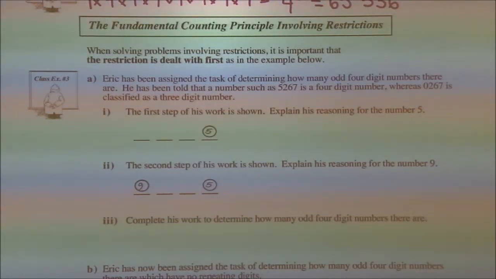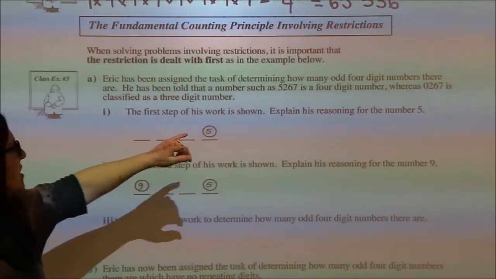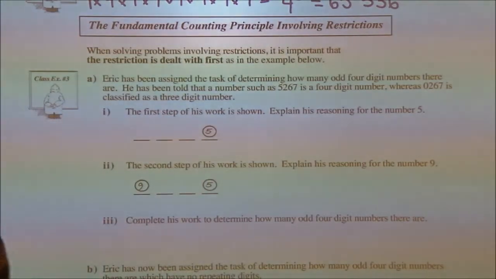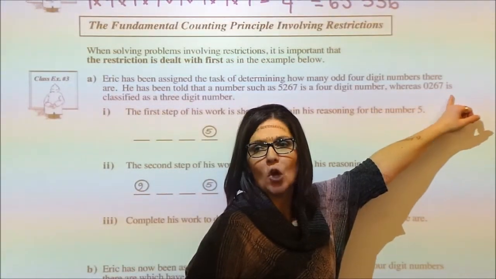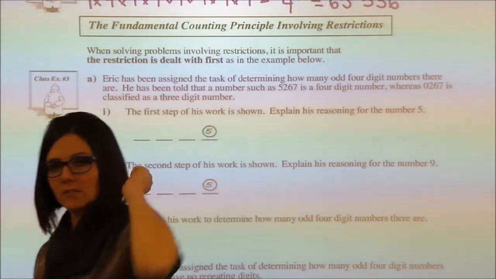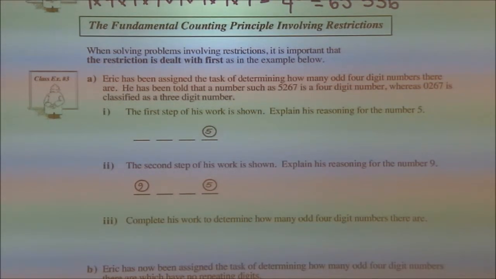If we have a restriction, deal with the restriction first. So for example, Eric's assigned the task to determine how many odd 4-digit numbers there are. He's been told that a number such as 5,267 is a 4-digit number, whereas 267 is not. Putting a 0 at the front does not allow it to be a 4-digit number. The first step of his work is shown.